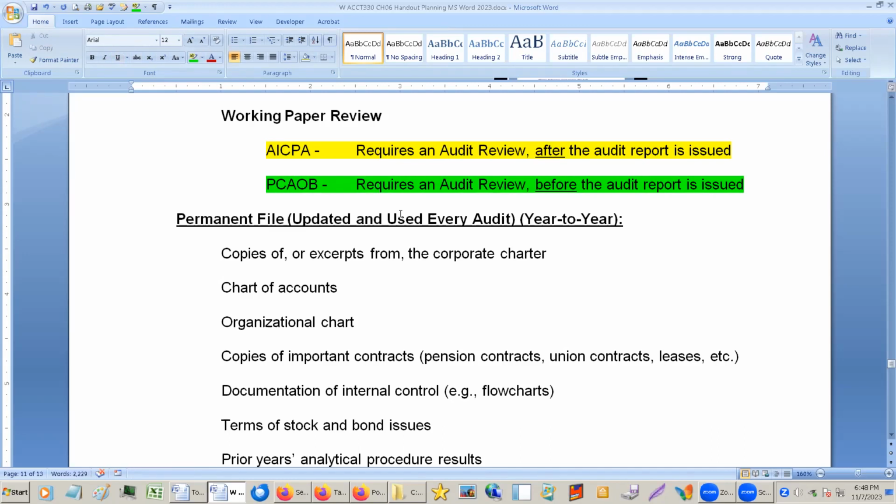If it's a publicly traded company, and this probably has more to do with the magnitude of it, they say, no, you have to have somebody review it before you issue this report out to potentially millions of people who are relying on these financial statements and your audit report that goes along with it. So the AICPA requires a review of audits. It can be done after.